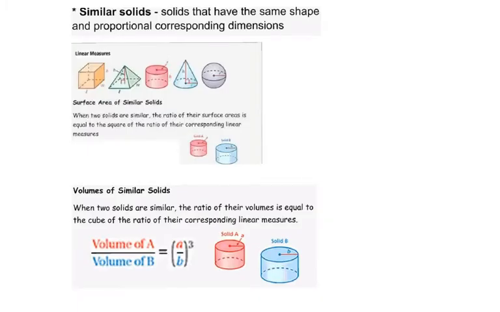Next, we're going to look at similar solids. And these are solids that have the same shape and proportional corresponding dimensions. So they're different sizes, but those sizes are proportional. And when you know that they're proportional, that means that everything is proportional. Their surface areas, their area of a side, the perimeters, the volumes, everything becomes proportional.